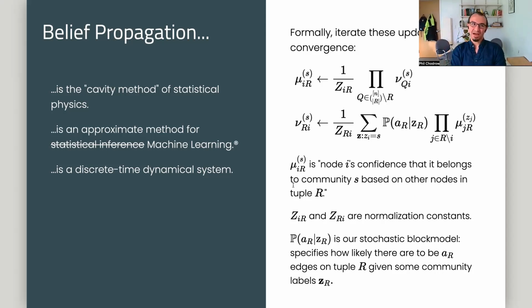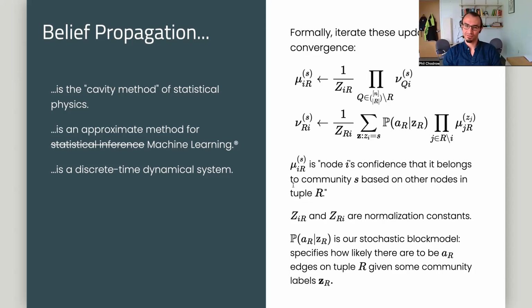In terms of what we would get out of this if we were able to do it, what you would pay attention to is the mu's. So mu_{iR,s} is node i's confidence that it belongs to community s based on the other nodes in the tuple of nodes R. What we would do is iterate to convergence and sum all the mu's across tuples R, obtaining node i's confidence that it belongs to community s, and that would be our final answer from belief propagation. But there's a lot of junk in the way, and it's just really hard to actually do this computation for large hypergraphs.